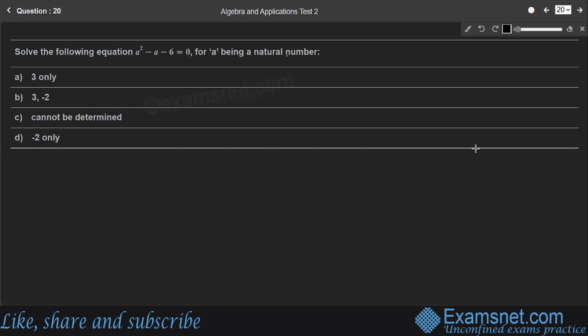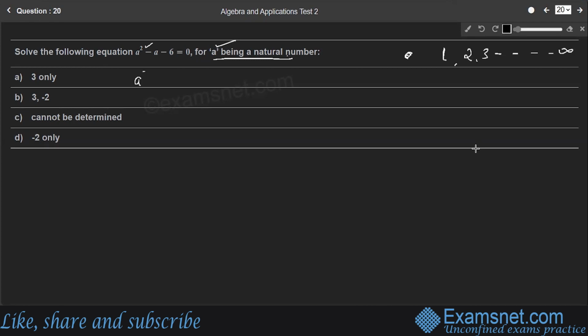Question number 20. Solve the following equation: a square minus a minus 6 is equal to 0, for a being a natural number. Here a is a natural number. So natural numbers are from 1, 2, 3 up to infinity. So here the value of a is equal to 1 or greater than 1, because a is a natural number. So let us solve the given equation: a square minus a minus 6 is equal to 0.